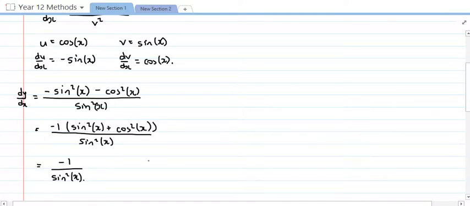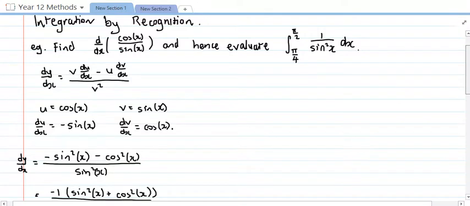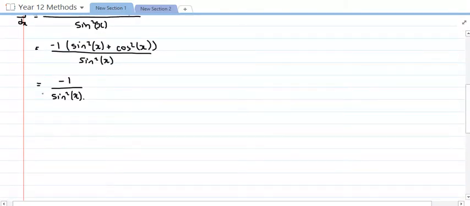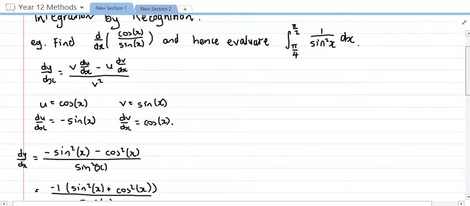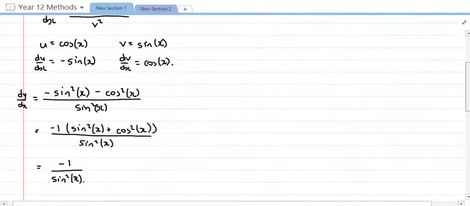Now again, what that means is that when we anti-differentiate this, we're going to go back to the original function that we had right back at the start. So I therefore know that the antiderivative of negative 1 over sin squared x with respect to x is equal to the original function, cos x over sin x.